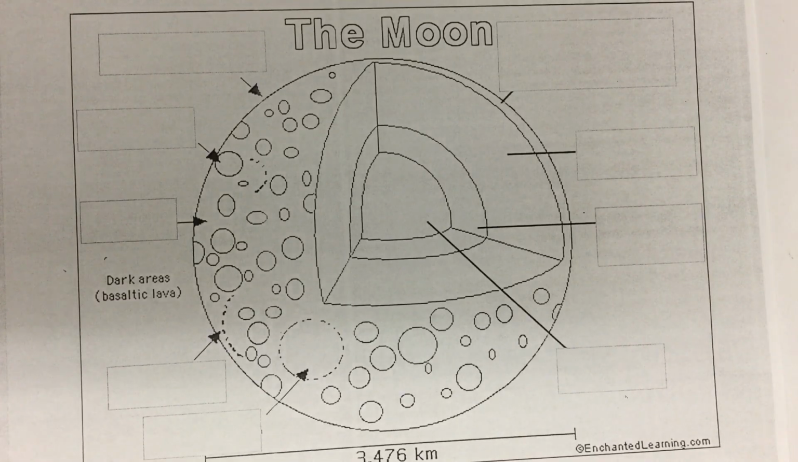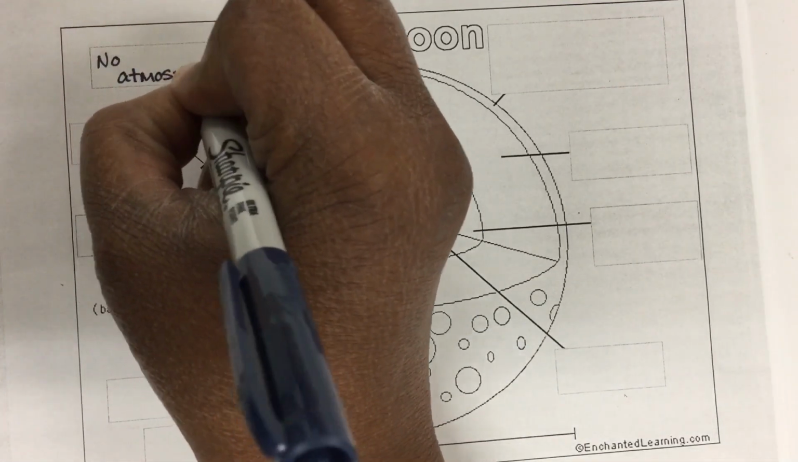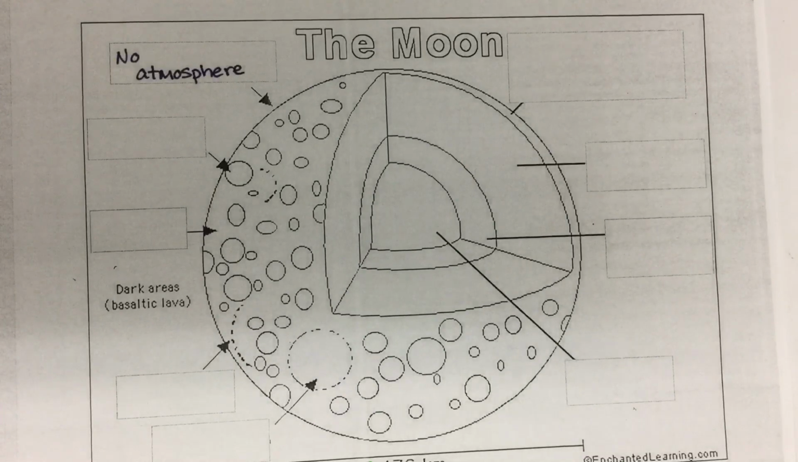Okay, these notes are over the moon. We are going to talk about the inside of the moon, its layers, and the outside of the moon, so the crust and the moon's surface. Let's start with the atmosphere. There isn't one. That's easy.